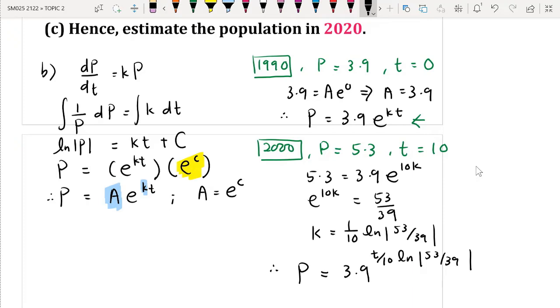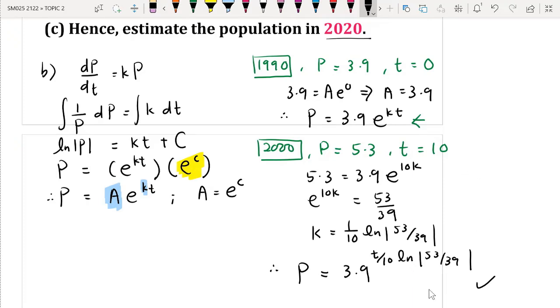And that is basically our final answer for part B. We have to find the equation of population in time t, so we have P in terms of t. Okay. Moving on, last question. Hence, estimate the population in 2020.